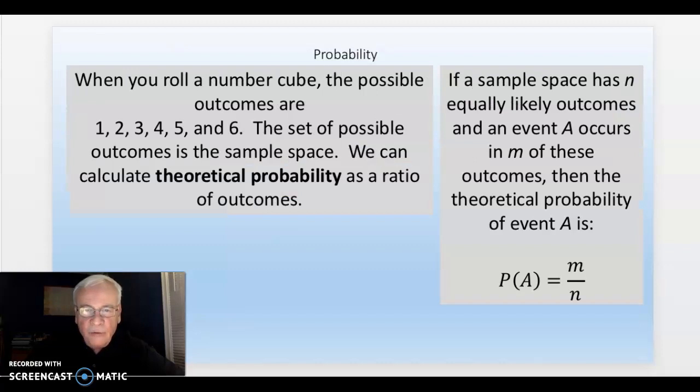Think if you roll a numbered cube. The possible outcomes, there's 6 of them. The set of all possible outcomes is the sample space, and we talked about that before. We can calculate this thing called a theoretical probability. We're not measuring the number of outcomes, we're just looking at all the total possibilities. We're not doing an experiment. All the total possible outcomes is n, that goes on the bottom, and the outcomes that we're interested in measuring go on top.